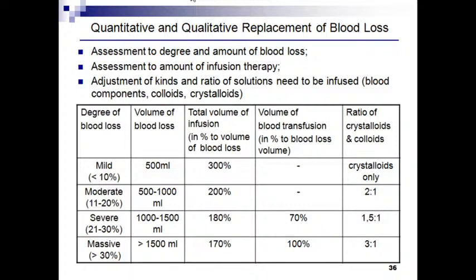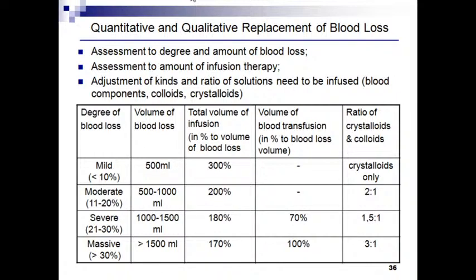For example, the patient has moderate bleeding. He has lost 1 liter of blood. So you should replace 2 times more, 200% of volume. The total volume of solution you must infuse is 2 times more. It means 2 liters of artificial solutions.